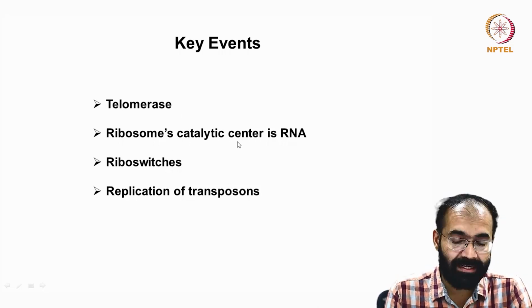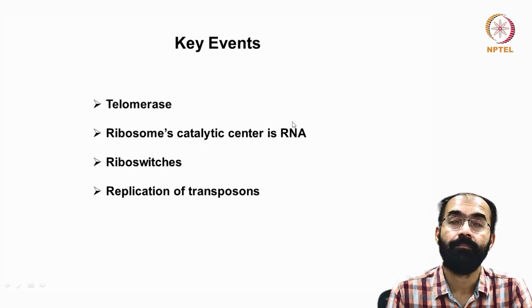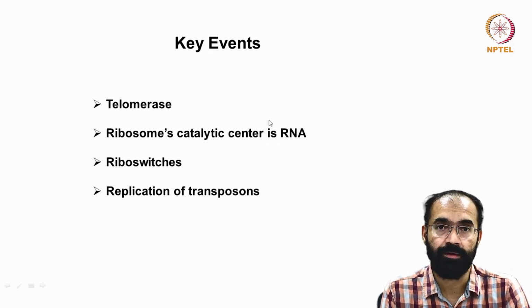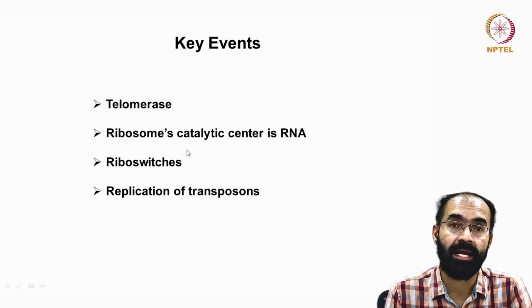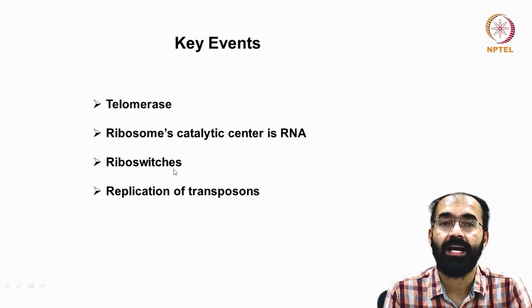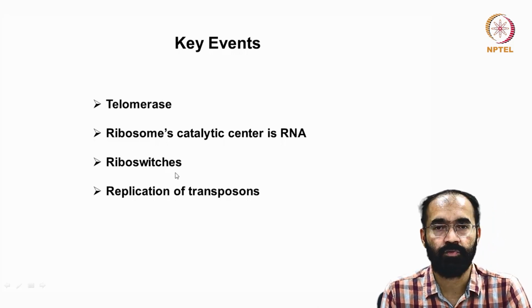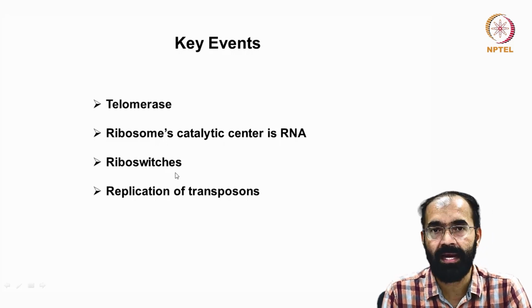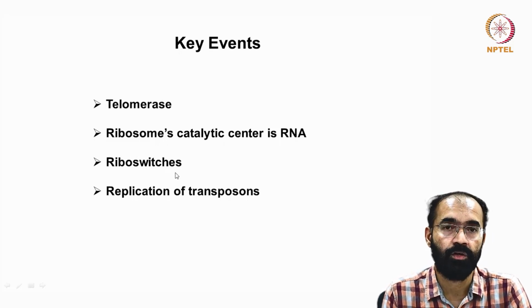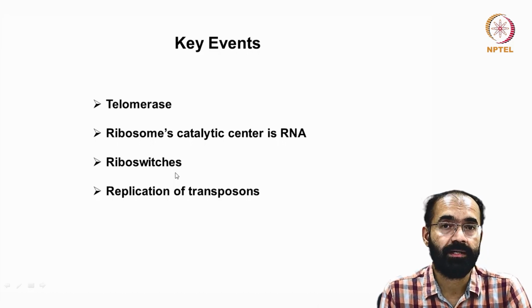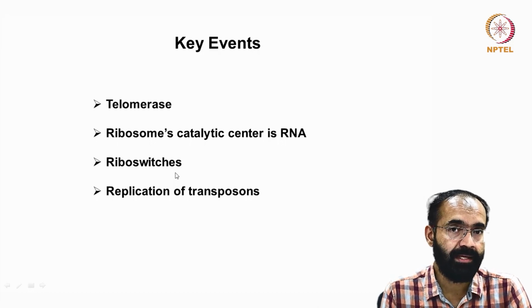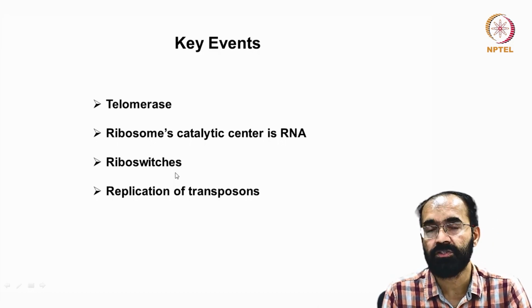And ribosome's catalytic role is mainly played by the RNA part, not the protein part, although ribosomes contain both RNA and protein. Then comes the riboswitches. Riboswitches are somewhat like that electric switch, like all of you know how to put on a light or how to put on a TV, etc. So without a switch, you cannot turn on or turn off any electrical instrument. So riboswitches are also something like that.